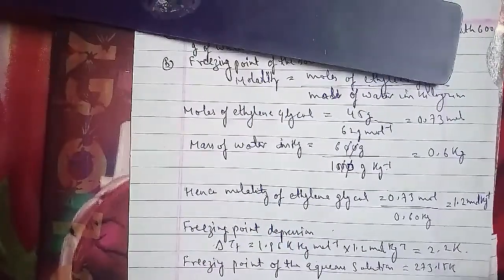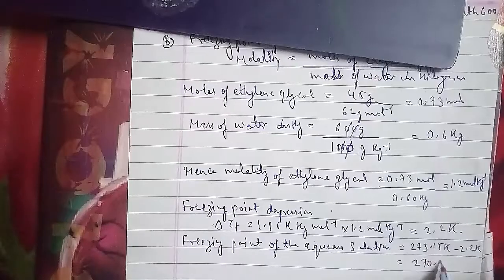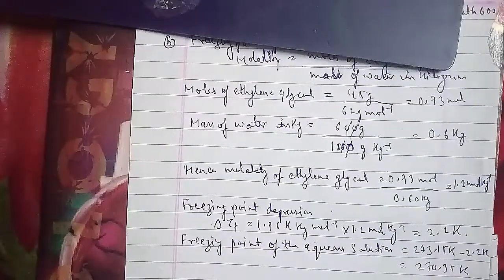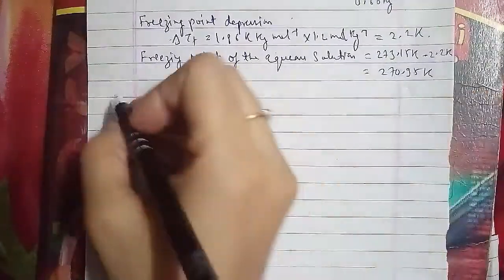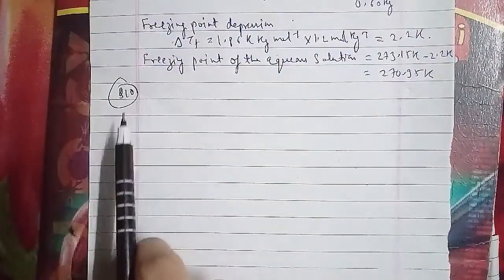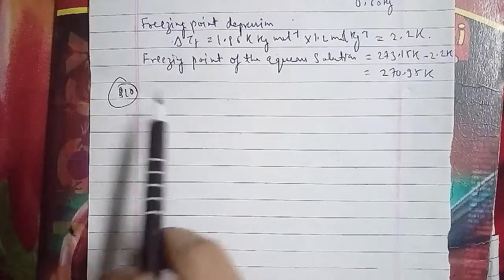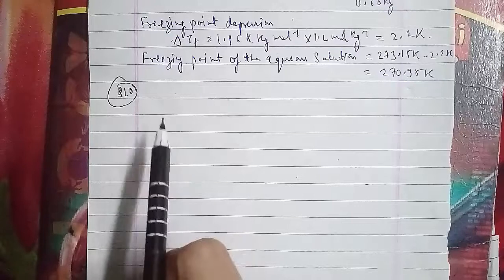Now we will be doing the 10th question of the session. The question is: 1.00 gram of a non-electrolyte solute dissolved in 50 gram of benzene lowered the freezing point of benzene by 0.40 K. The freezing point depression constant of benzene is 5.12 K kg mole inverse. Find the molar mass of the solute. So let's go ahead.